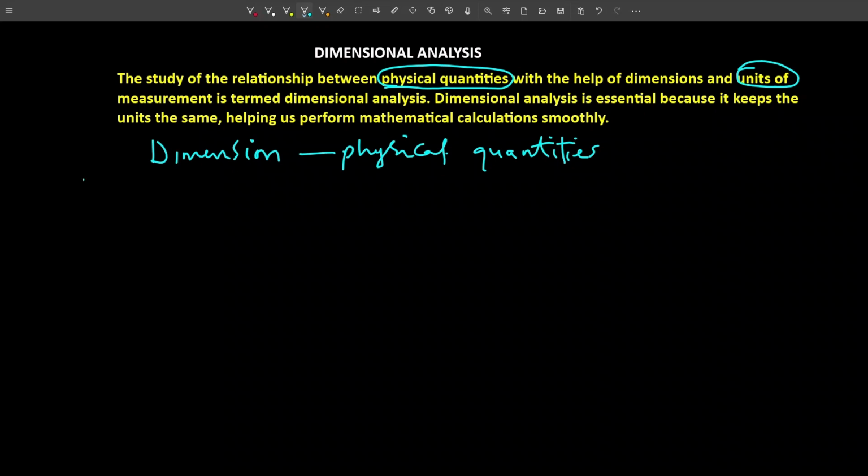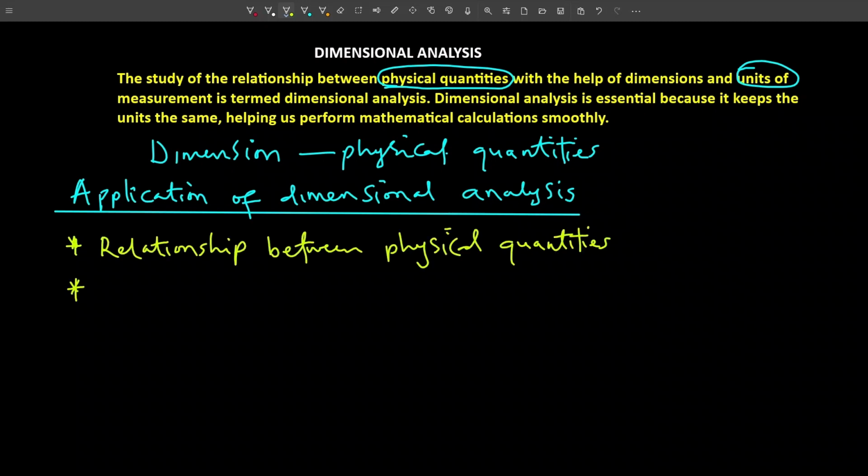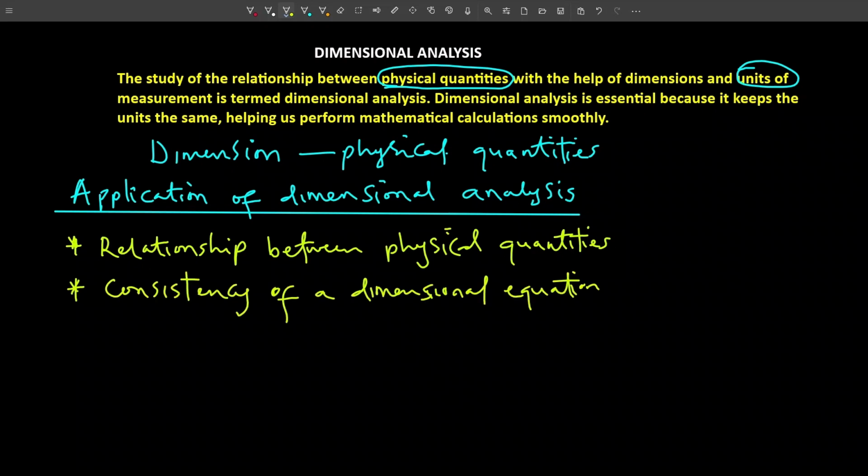First, let's talk about the application of dimensional analysis. How can we apply dimensional analysis? Basically, dimensional analysis tells us the relationship between physical quantities. It also tells us the consistency of a dimensional equation. What I mean by this is how correct a dimensional equation is.